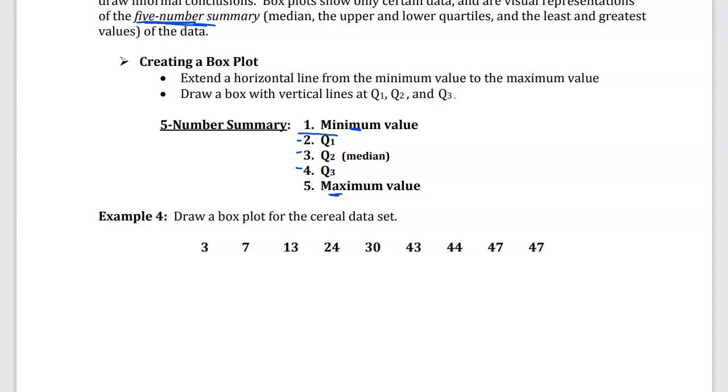Your box part of it will be your Q1, Q2, and Q3. So you'll have a box, literally, at Q1, Q2, Q3. Then you will have basically a dot at your maximum, and then a dot at your minimum, and you will draw a line to your box. That's why it's sometimes called box and whiskers. Okay?